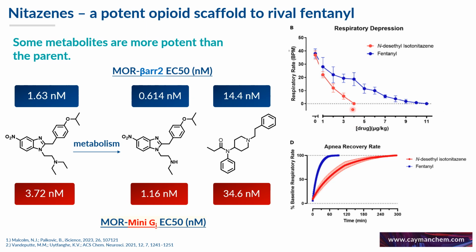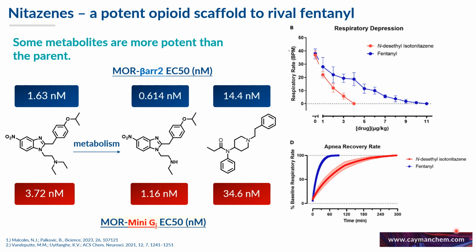So here it took about 4 micrograms of N-desethyl isodonitazene versus 11 micrograms of fentanyl to halt respiration altogether. And after giving these mice naloxone, it took 30 minutes for fentanyl-dosed animals to recover all their respiration to 100% versus 300 minutes for those animals that were dosed with N-desethyl isodonitazene.